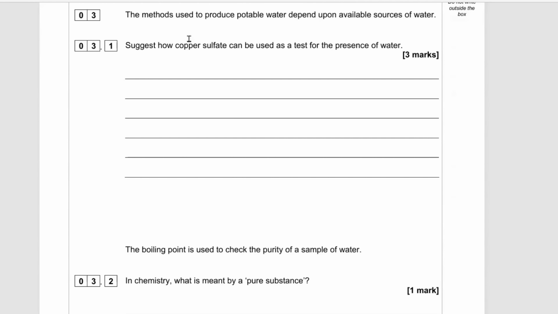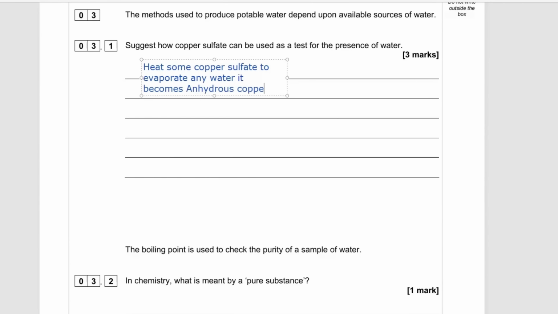Okay, question 3. The methods used to produce potable water, depending on how you want to call it, depend on the available sources of water. Suggest how copper sulfate can be used to test for the presence of water. Okay, so we're going to heat some copper sulfate. You might want to pause the video, see if you can do this one. If you don't know the answer to this, put it on a revision card, all right? So put the question on the front and on the back, write the answer.